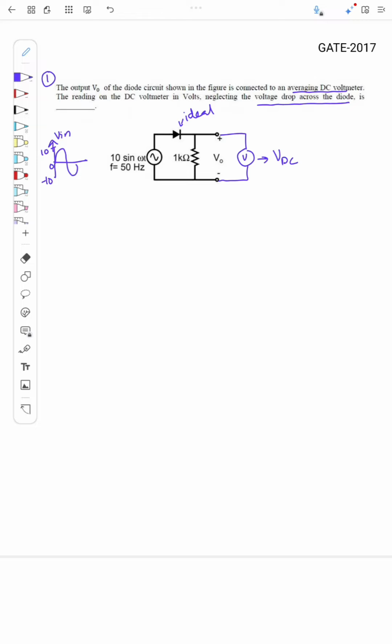So what happens is, during the positive half cycle, I'll just draw the V0. So during the positive half cycle, what happens? The diode is on, right? Here it is plus, here it is minus, so the diode is on. So this node is directly connected to the output like this. So V0 will be equal to V in for the positive half cycle. Whatever is the positive half cycle input, that you can see at the output V0, right?